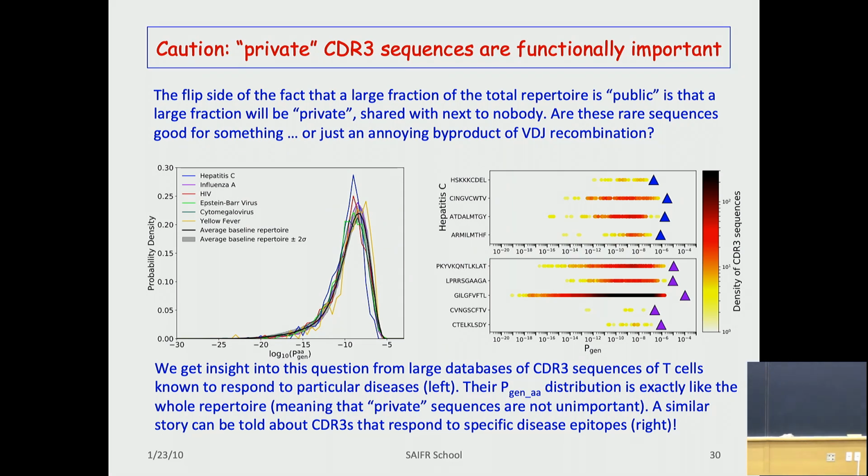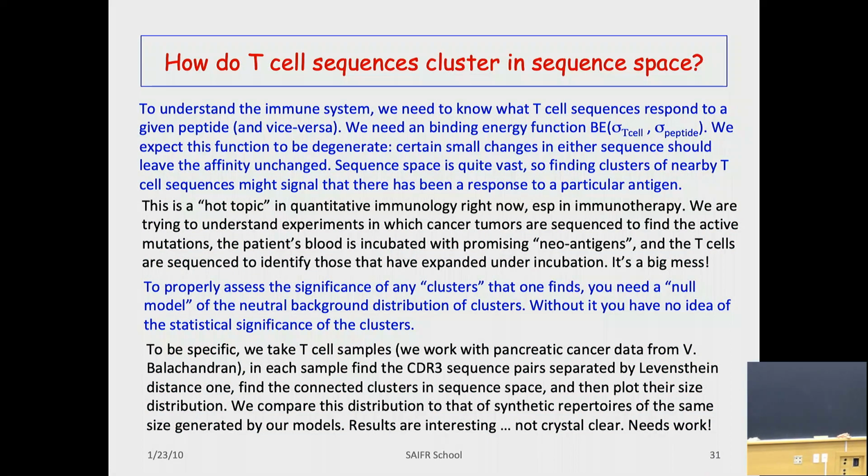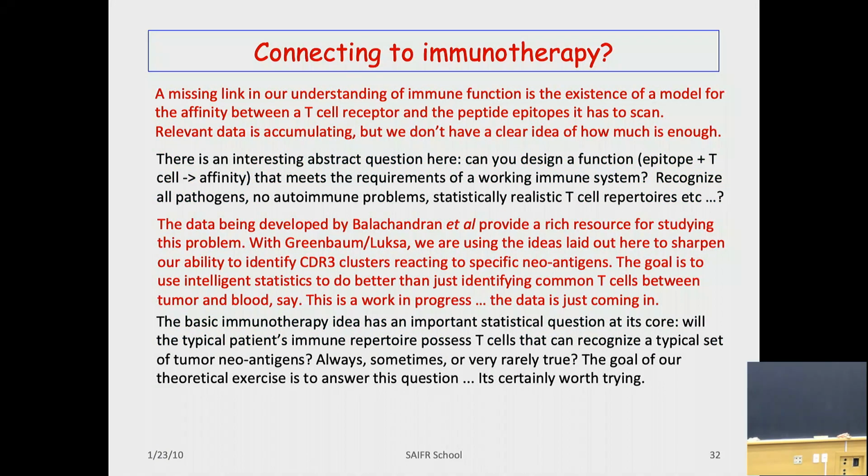But in any case, private CDR3 sequences are functionally important. So the public repertoire is there, the private repertoire is there. Response to disease, which is what the immune system is supposed to do, clearly straddles the boundary. And so that's good to know, something that you're going to have to work with.